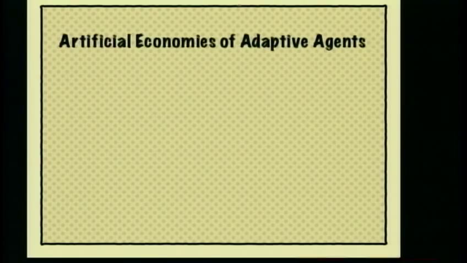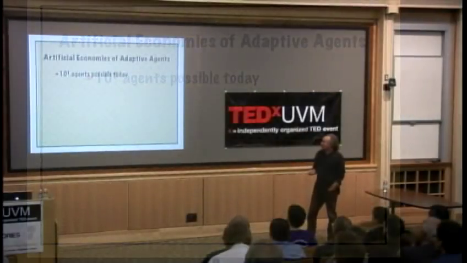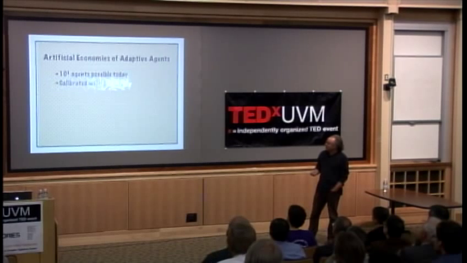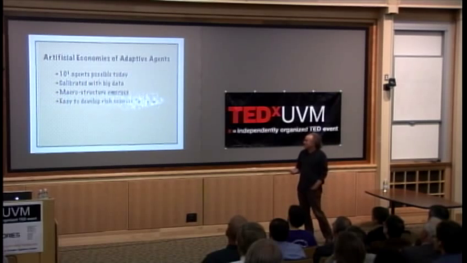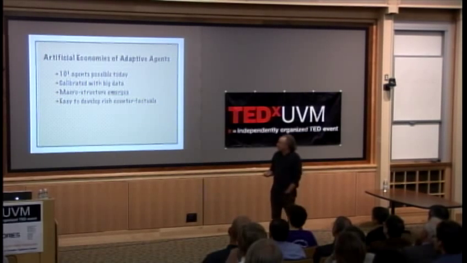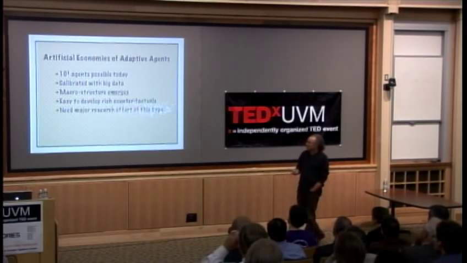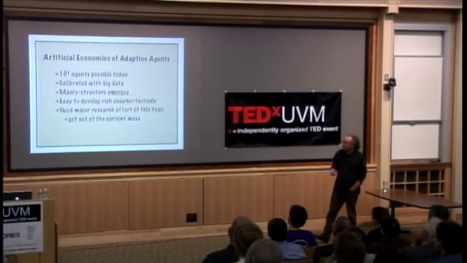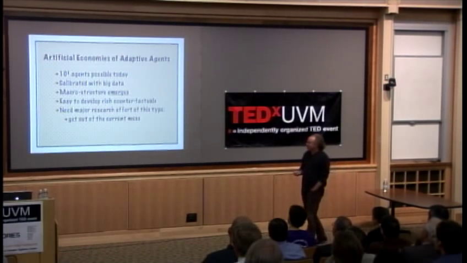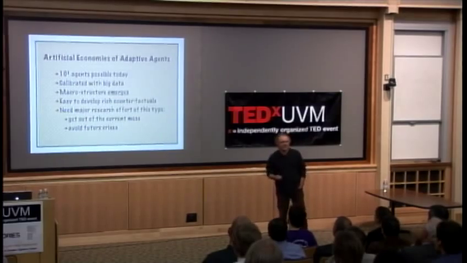So the summary is that this is a new way to do economics: artificial economies of adaptive agents. You can do 100 million agents today. You can calibrate it with big data. The macrostructure emerges; we don't pre-specify it. And we can develop these counterfactual models for public policy. We need a major research effort, I think, in this area to get us out of the current mess and to avoid future crises. Thank you very much.